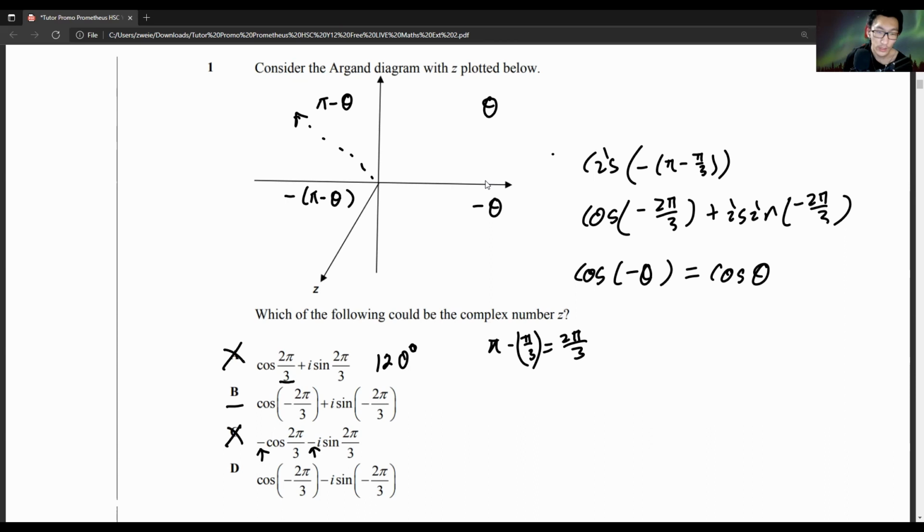Now, our option D is cos negative 2 pi on 3 minus i sine negative 2 pi on 3. When you just look at it, it seems almost the same thing as your option B, but if you remember clearly, your cis theta is cos theta plus i sine theta. So our option D will be ignored. So our only possible answer will be option B.